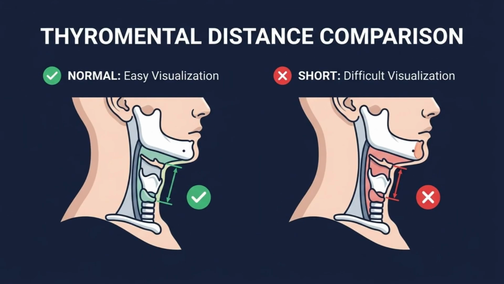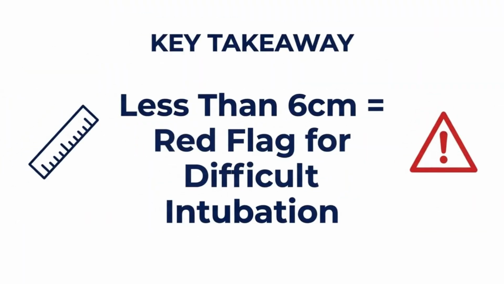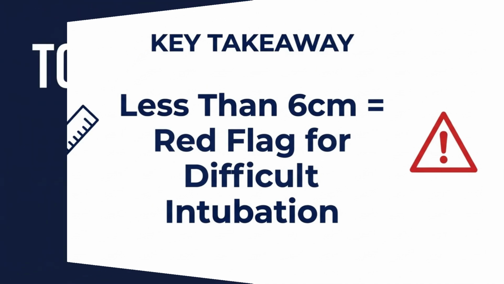Here is the comparison. A normal distance gives us easy visualization. A short distance makes it much harder. Key takeaway: less than 6 centimeters is a red flag for a very difficult intubation.